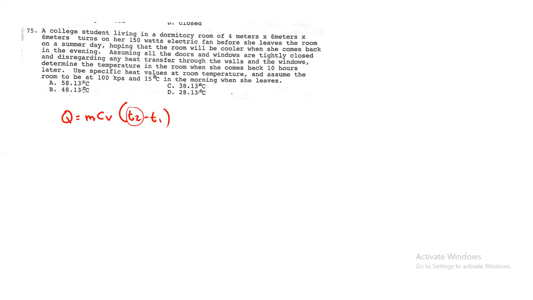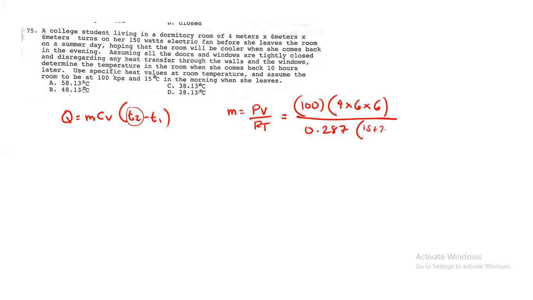So kunin muna natin si mass guys. So si mass, makukuha natin using PV over RT. So ang pressure natin dito, given 100 kilopascal. Then yung volume natin is 4 times 6 times 6. So yan yung dimension ng room divided by R, 0.287 times temperature na 15 plus 273. So ilan yan? So makuha natin dyan is 174.216 kilograms.